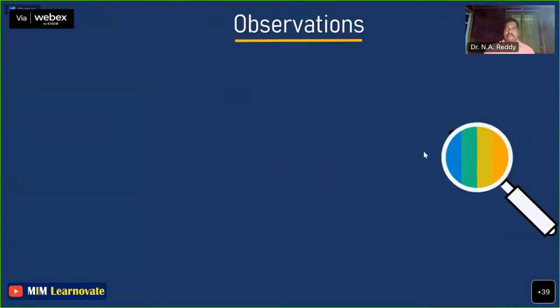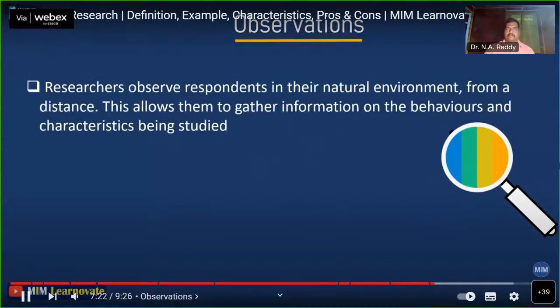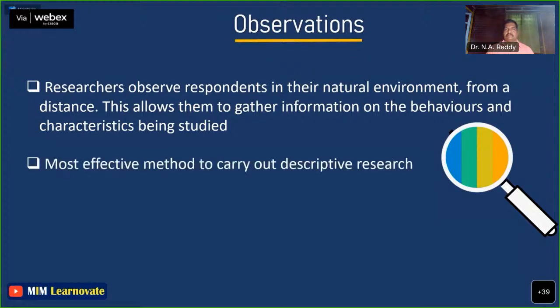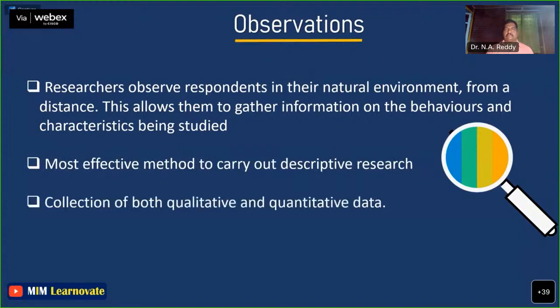Observations. In this method, researchers observe respondents in their natural environment from a distance and therefore do not influence the variables being studied. This allows them to gather information on the behaviors and characteristics being studied without having to rely on respondents for honest and accurate responses. The observational method is considered the most effective method to carry out descriptive research. It involves the collection of both qualitative and quantitative data.